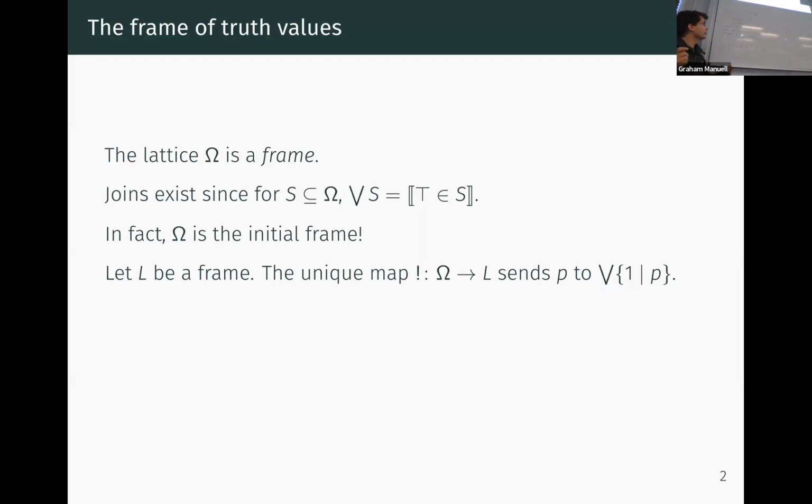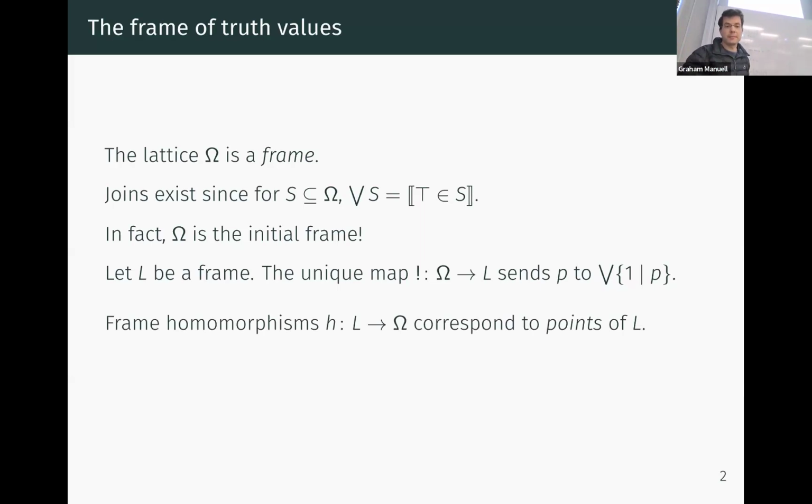So this is how we have to define our frame map. This completely uniquely defines it. And then you can check that this preserves finite meets also, and check that it actually does preserve arbitrary joins and finite meets. So again, that's something you can check, but this is what you get. So this is in fact the initial frame.